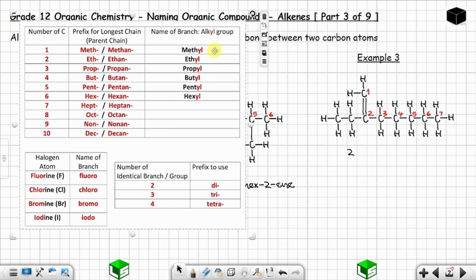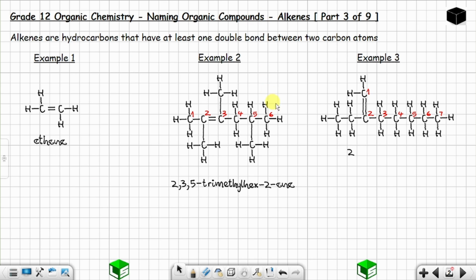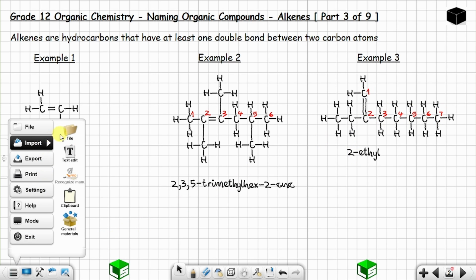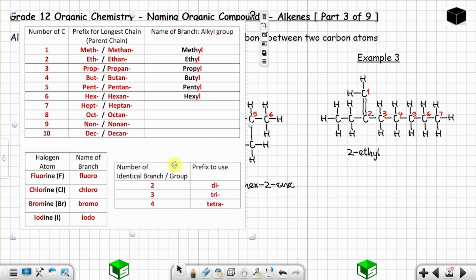Okay, ethyl. So you have only one group, so you don't need to use the prefix. You have to use the hyphen between the letter and the number. Okay, ethyl. The parent chain is made up of 7 carbon atoms, right? So the prefix to use will be hept, right? 7 carbon atoms, hept. You can see between letters, you don't need to put a hyphen. You only put a hyphen between a number and the letter.